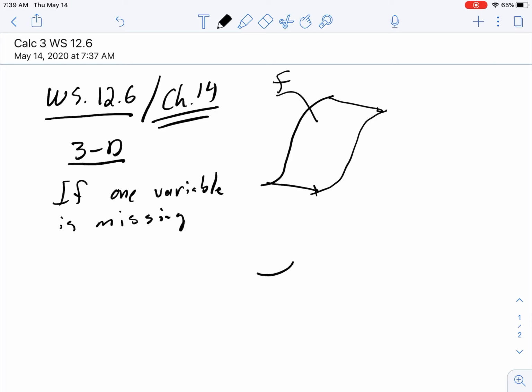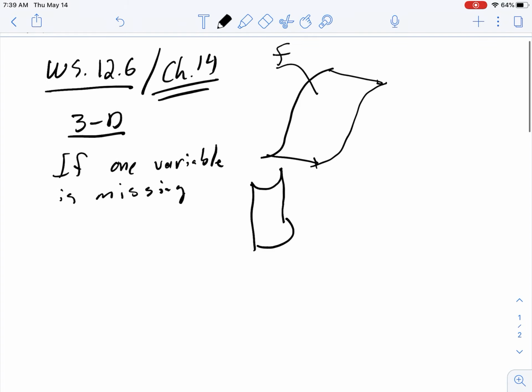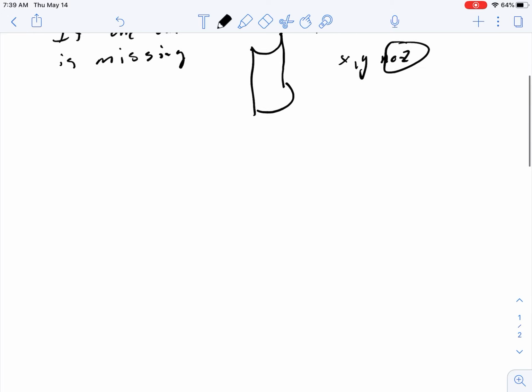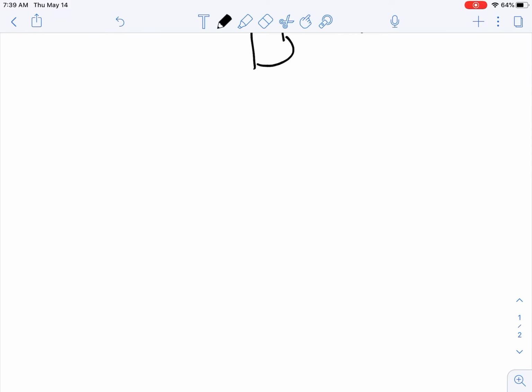Now you also could bend your sheet of paper, and let's do another one right above it. Bend your paper that way. So anyway, it looks something like that, if one of the variables is missing. Okay. All right. So that was pretty easy. So basically, if you had just an x, y, but no z.